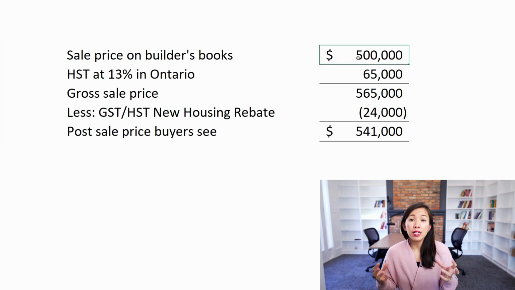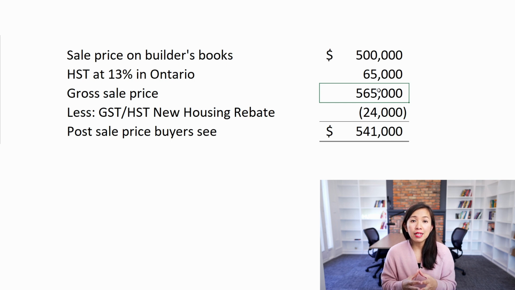And then typically, the builder assumes that the buyer is going to move into the property. As a result of the buyer moving into the property, the buyer can assign the builder the right to claim the HST new housing rebate on behalf of the buyer. In this particular case, the $24,000 is the HST new housing rebate on the $500,000 property. So the net sale price posted on all the billboards when you purchase the property is $541,000. It's actually a combination of the sale price plus the HST, minus the HST new housing rebate, that $24,000. This is the number you see on the ad.